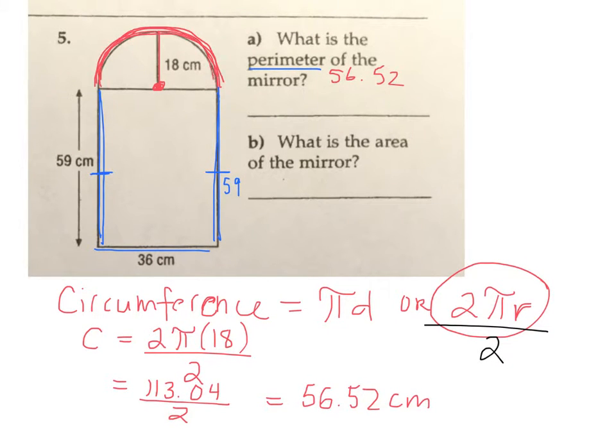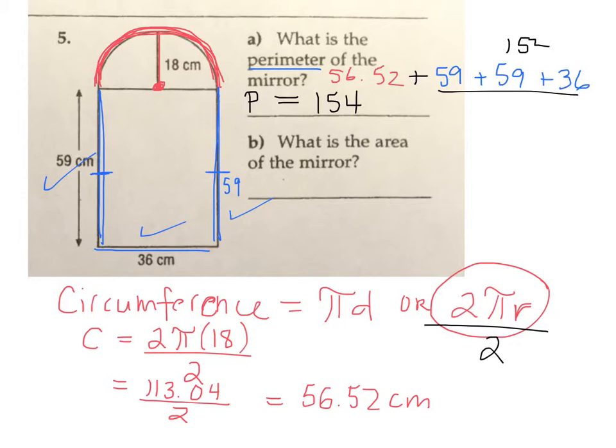So the perimeter is equal to 56.52, this part, plus what? What else do we have to add for the perimeter? 3 sides of the rectangle, which are 59 centimeters, 59 centimeters, and 36 centimeters. Good. What do we get for the total perimeter? 154 centimeters, and then you have to add the 56.52. So 154 centimeters plus 56.52, and the total perimeter is 210.52 centimeters. Good, 210.52 centimeters for the perimeter.